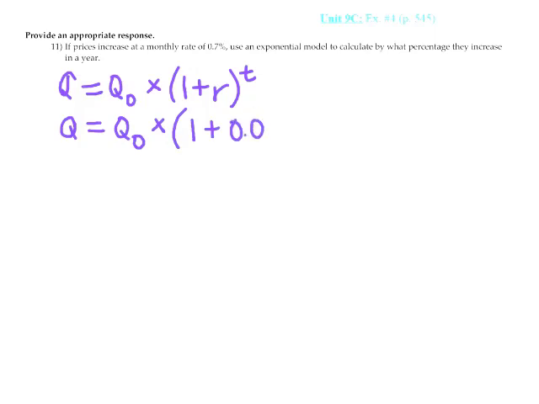So it becomes 0.007 to the power of t. And remember, to convert percentages to decimals, you can divide by 100. And from here, we're going to simplify. So we have, again, Q equals Q naught times 1.007 to the power of t. And for us, t is going to be equal to 12 months, because there are 12 months a year.